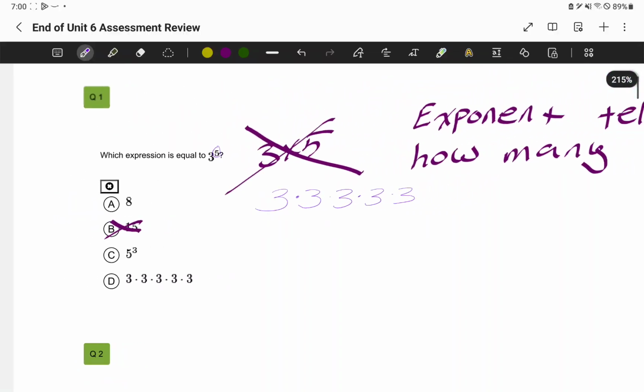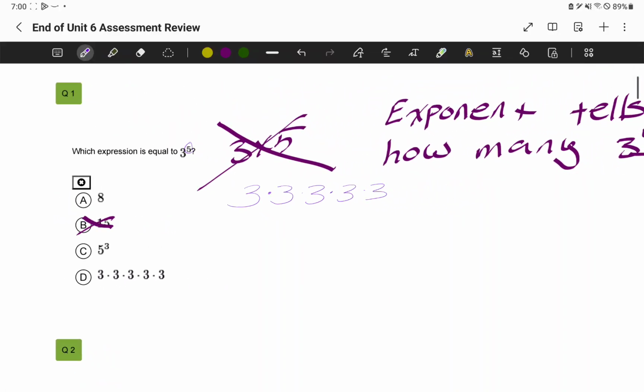Okay. So when we look at this, we look and say, well, which one matches that? Well, 1, 2, 3, 4, 5. So the answer is D.